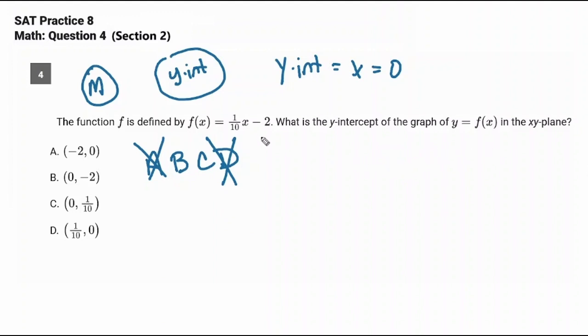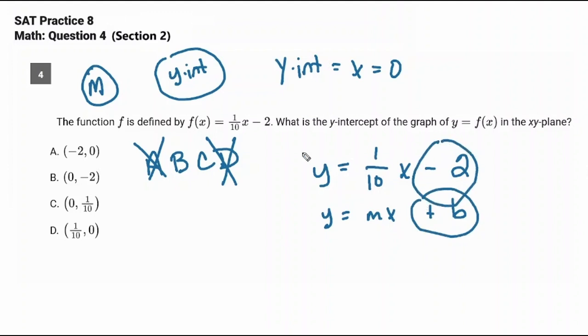Y equals f of x. That means that y equals this thing. So y equals 1/10 x minus 2. Hey, does this look familiar at all to you? Does this kind of look like something you've seen 8 million times? Y equals mx plus b. Where's the y-intercept here? It's b, so it's minus 2. So the y-intercept is minus 2. So that means that y is minus 2. Which answer choice says that? B. And that's it. You get this right real quick, and you move on.